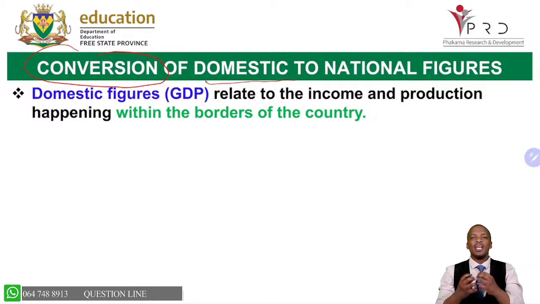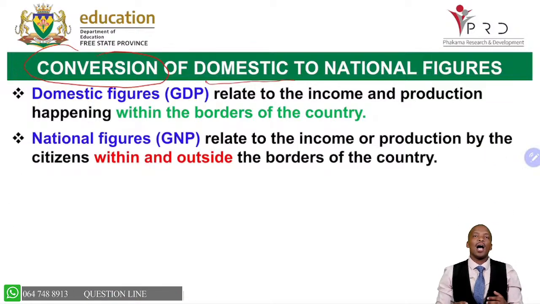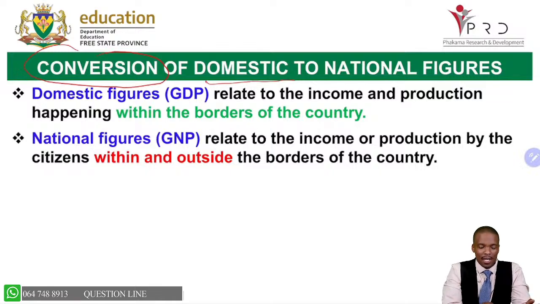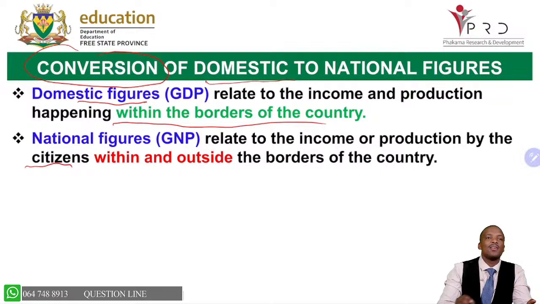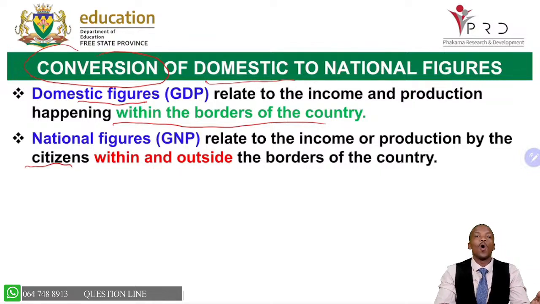Okay? And then the national figures, we mentioned that those are the value of all final goods and services produced by, the keyword there was what? Permanent citizens. Okay, so domestic figures are anything that is happening within the borders, but the national figures relate to income or production by only the citizens, whether they are within or outside our country. Okay.